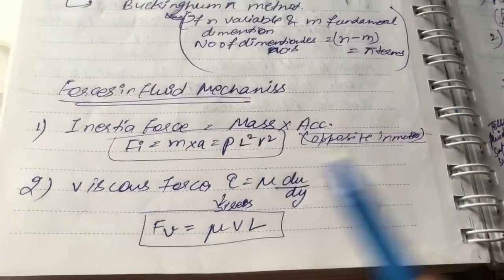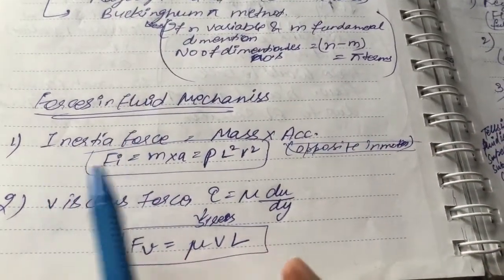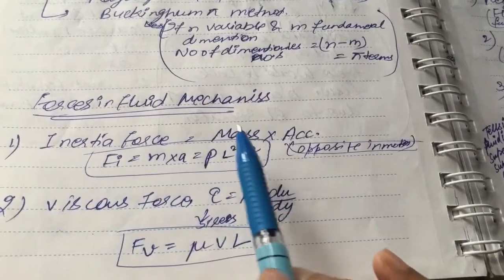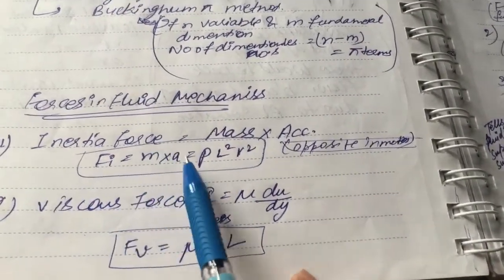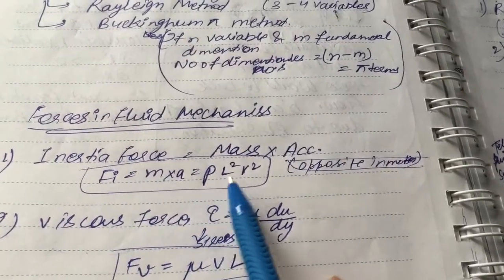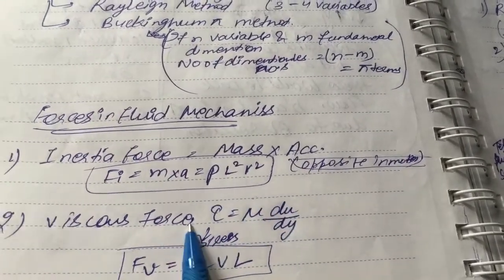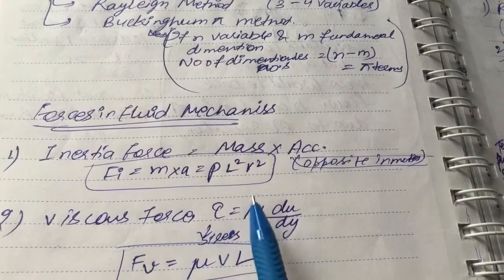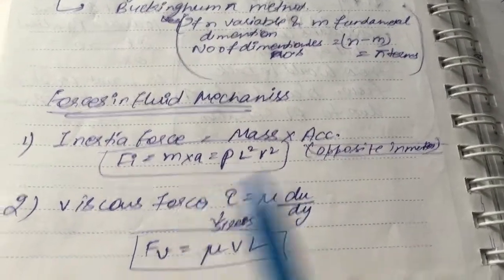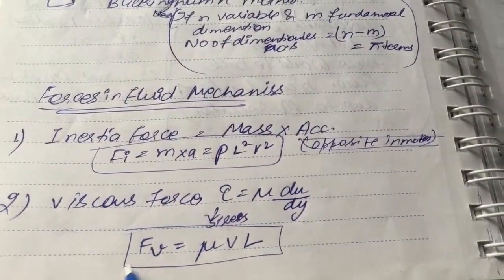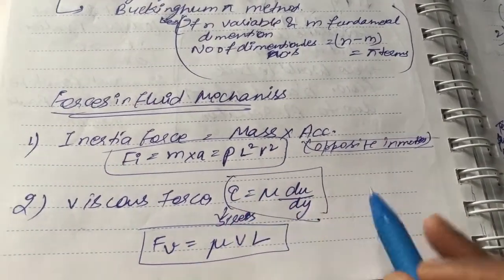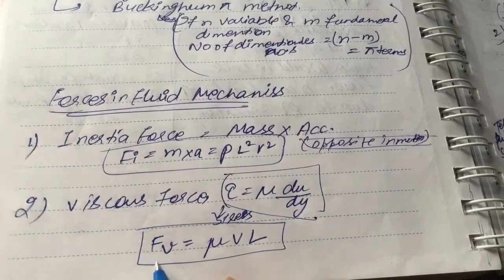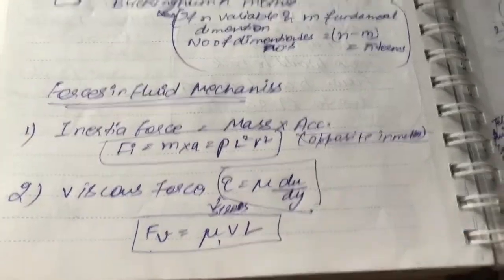Then we have forces in fluid mechanics. First is inertia force, which is equal to mass times acceleration. So Fi, inertia force, is m into a, which is rho L square V square. Then we have viscous force, denoted as tau, also called stress, which is mu du by dy. So tau is equal to mu du by dy, which is stress. So Fv, viscous force, is mu LV.